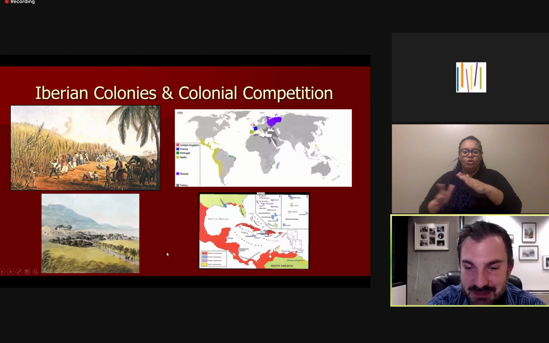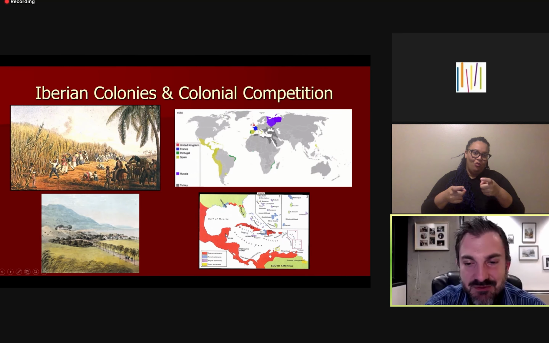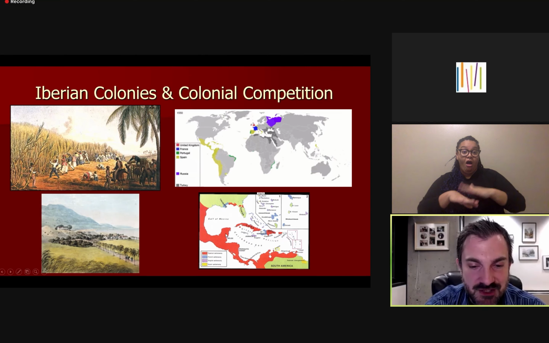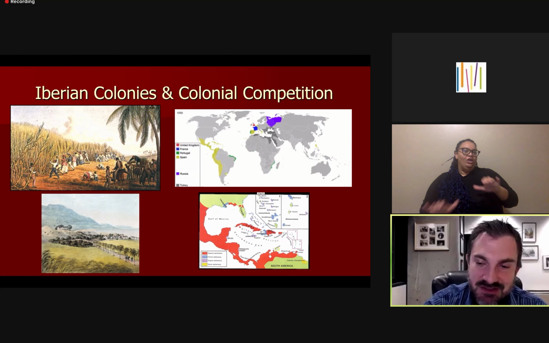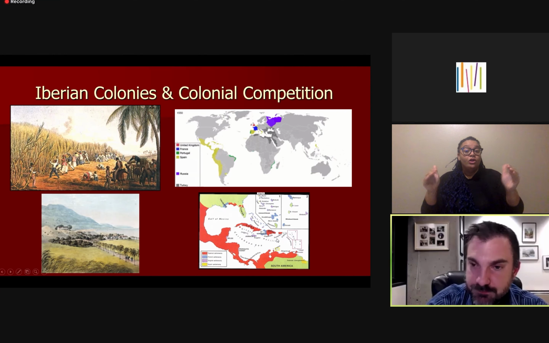And so when we look at maps like this that show, oh, Spanish settlements, all the red, this is not what they actually controlled. They would color it in on the map, just like we do, and say they controlled it. They did not. But in some of these smaller islands, they did.